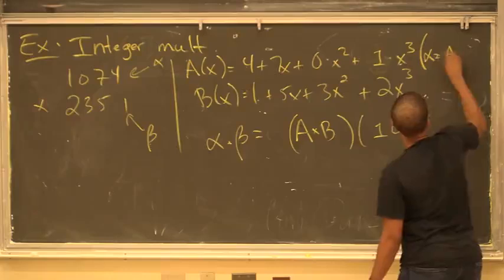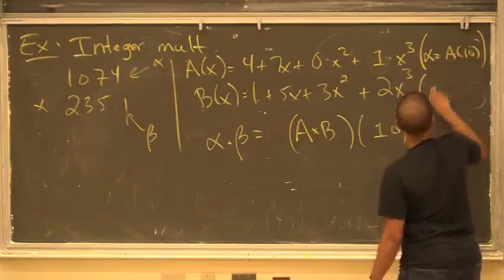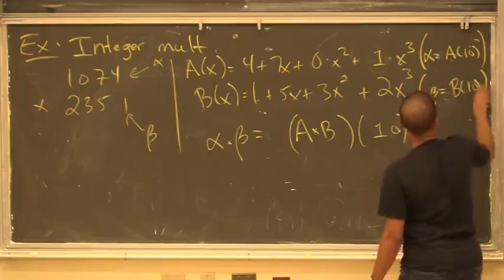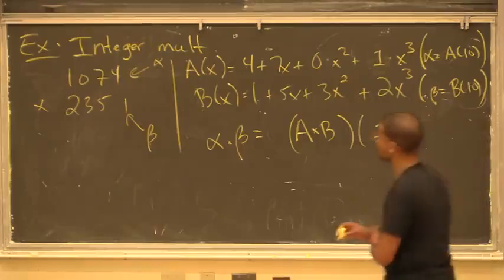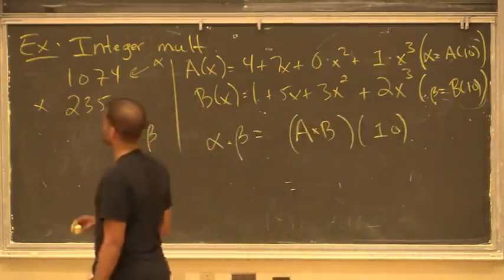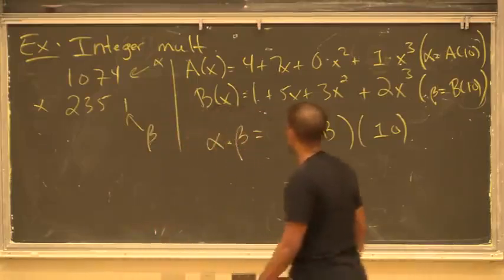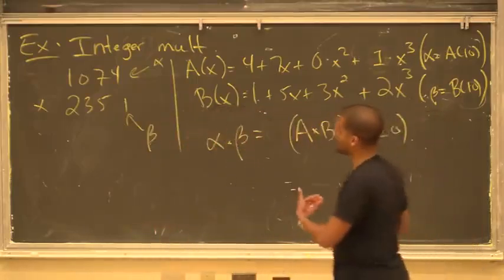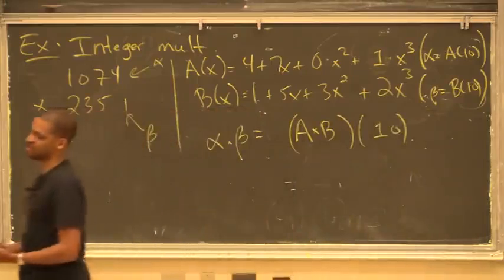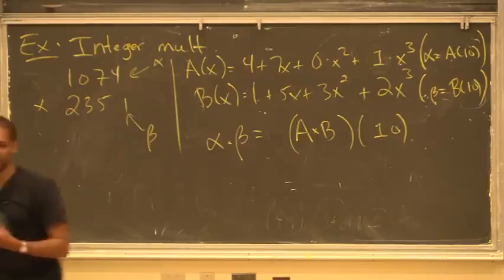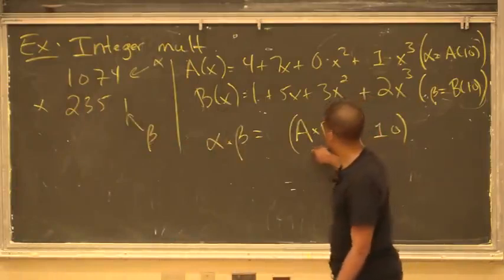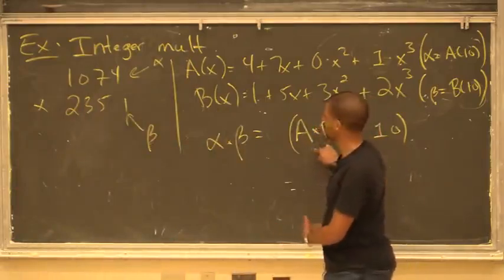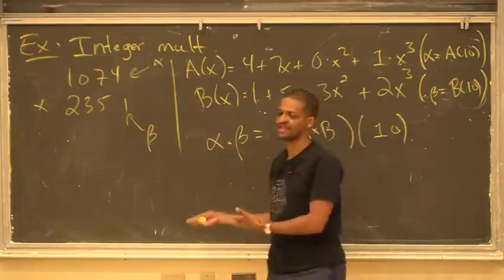Alpha is just A(10), and beta is just B(10). So alpha times beta is just the product polynomial evaluated at 10. So these things are very closely related problems. Okay? Now, granted, if someone gave you an algorithm that was fast that did polynomial multiplication, you still have to do a little bit of work to turn A times B into alpha times beta.